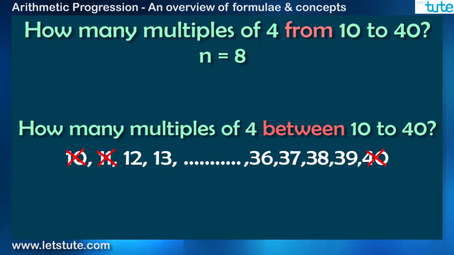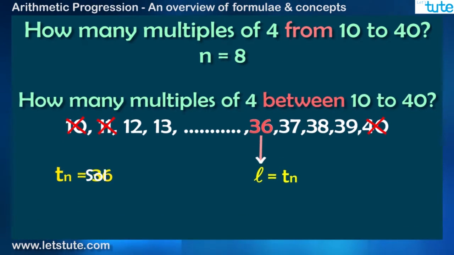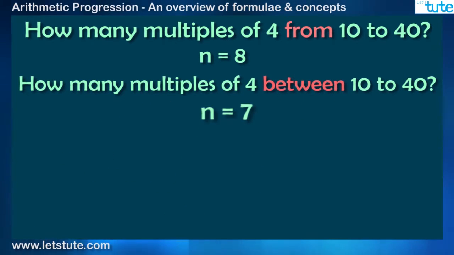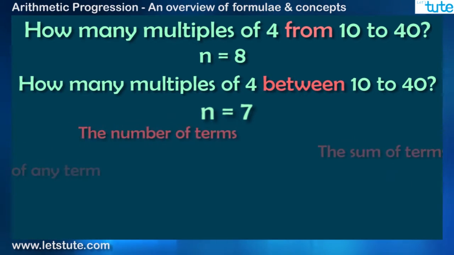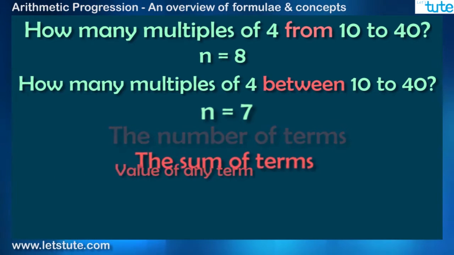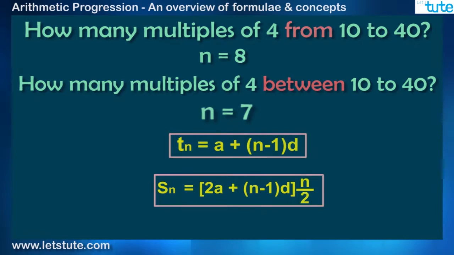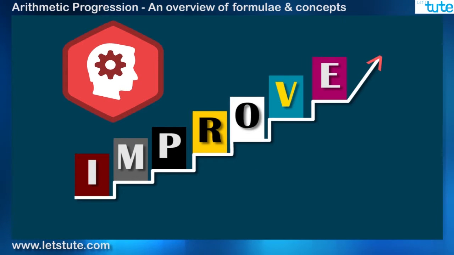So the last multiple, or say Tn, equals 36, right? And therefore 36 equals 12 plus (n minus 1) into 4. And this time we get n as 7. This way you can find the number of terms, the sum of terms, and the value of any term by using only 2 formulas. I am sure it will improve your problem solving skills.